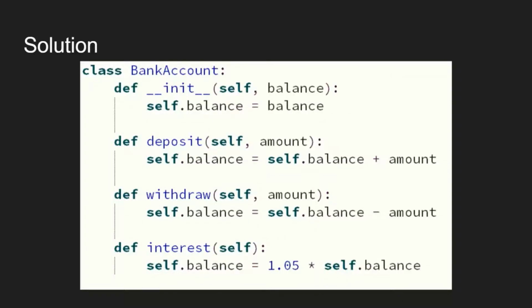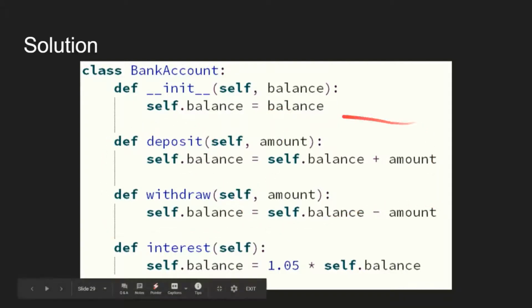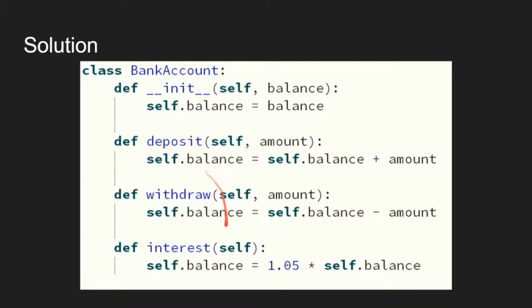So here's my solution. Yours doesn't have to look exactly like this. You could obviously call the variables whatever you want. But here's my solution to the bank account problem. First I have the constructor, the initializer. This method up here, the init method, only takes in one parameter from the user, which is balance, and the property balance of the bank account instance is set to that. So basically we initialize it with some money, or 0 if you're broke. Then we have the deposit and withdraw methods, which just add or subtract some amount from the balance variable. And finally we have interest, which multiplies the balance variable by 1.05.